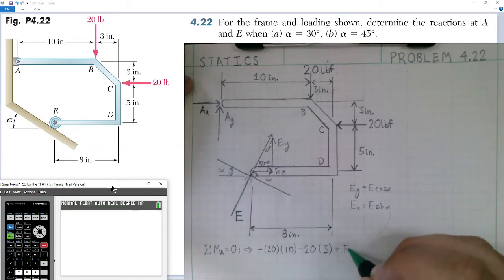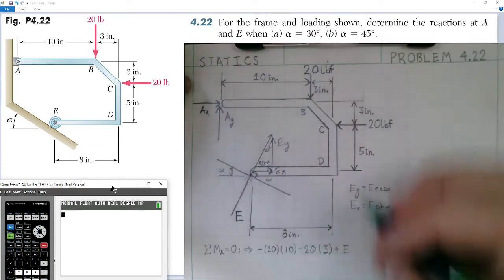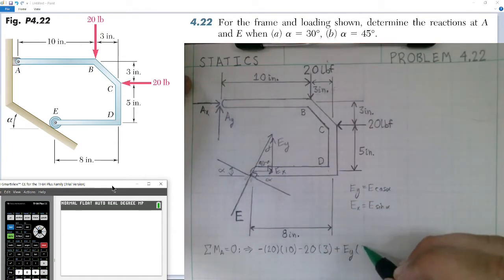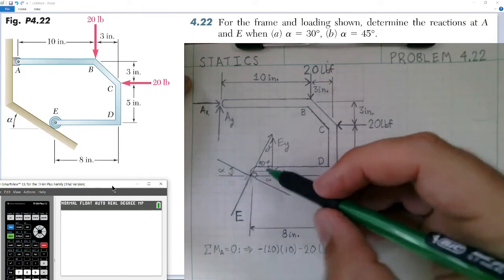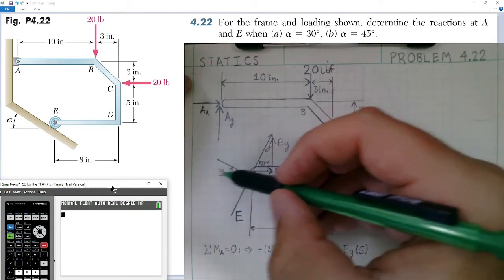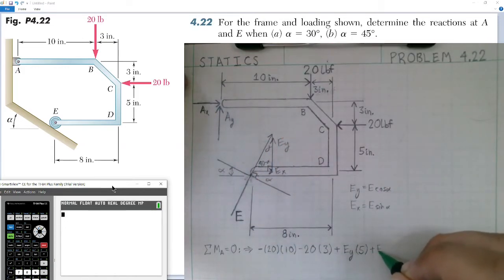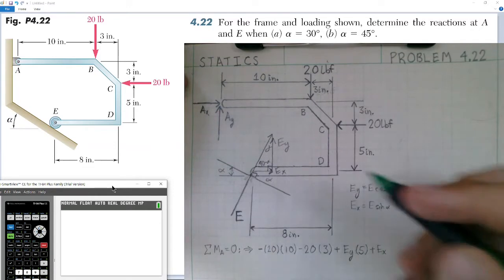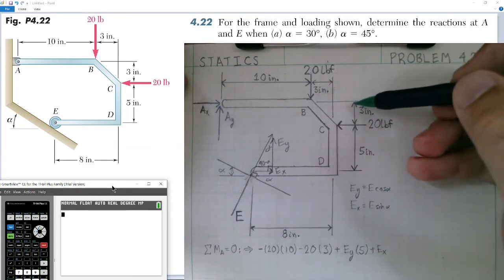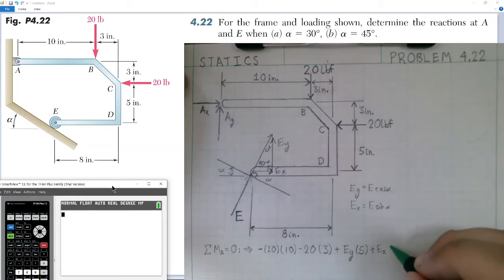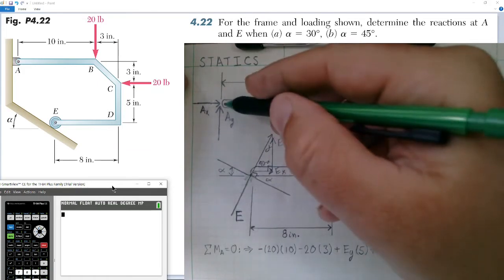So we have positive Ey creating a counterclockwise moment, so it's positive Ey times its perpendicular distance from point A, which is 5 inches. And then we have Ex. If we remove it further back, we can see it's also creating a counterclockwise moment about point A, so it's also positive. So plus Ex times its perpendicular distance, which if we notice, we have a distance of 3 and then 5, so it has a distance of 8 inches from point A.